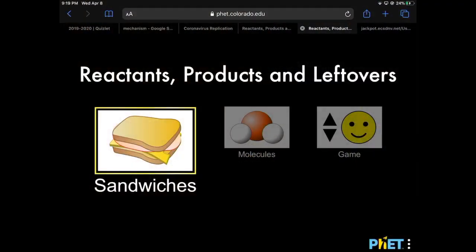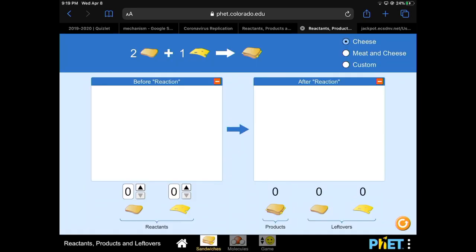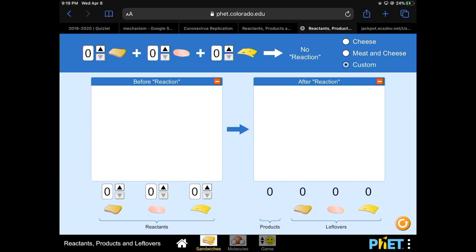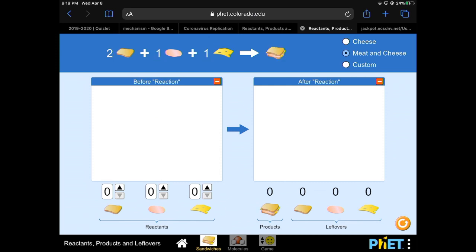So here you go, reactants, products, and leftovers. Instead of making pancakes, we're going to make sandwiches this time. And so this is really cool. You can look at the top, there's settings there for cheese, meat and cheese, or a custom sandwich. If you just do meat and cheese, there's the recipe. You see the recipe there? It's 2 pieces of bread, obviously, 1 meat and 1 cheese. Okay, but you can make a custom sandwich.